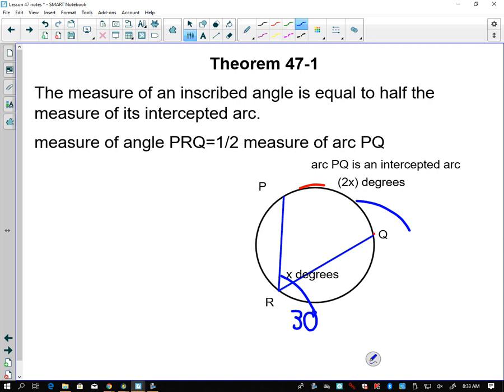So if this was 4x degrees, what is the intercepted arc? I'm just going to do the same math. 8x degrees. Are we following here? We're on the right track. Let's see, Jordan. If this was 12x degrees, then what is the inscribed angle?